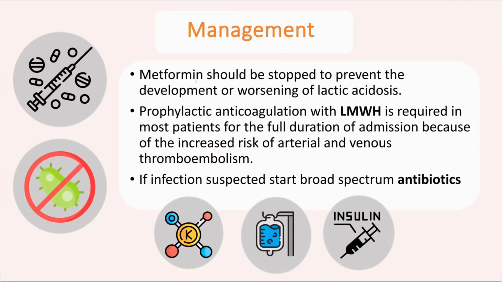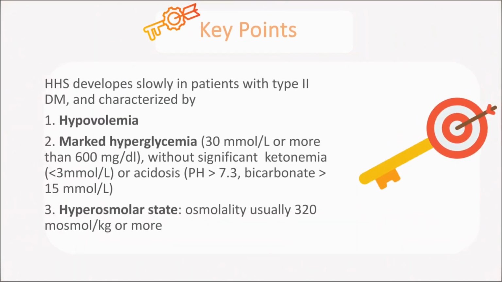Metformin should be stopped to prevent development or worsening of lactic acidosis. Most of these patients have increased risk of arterial and venous thromboembolism. You have to start prophylactic low molecular weight heparin like Clexane. If infection is suspected, you have to give broad spectrum antibiotics. Most of these patients usually have an infection.